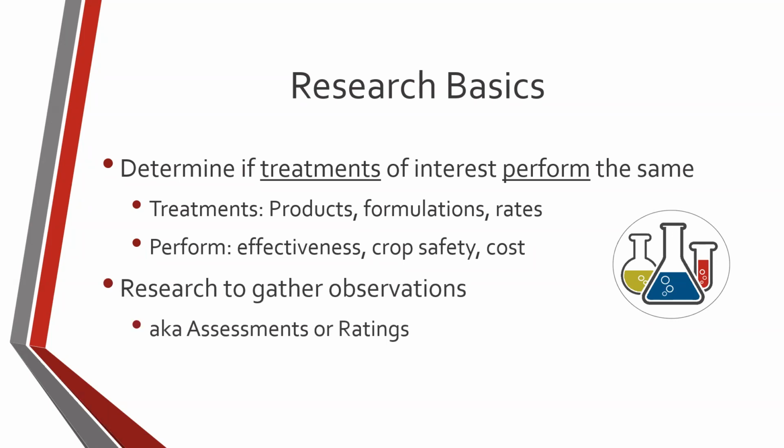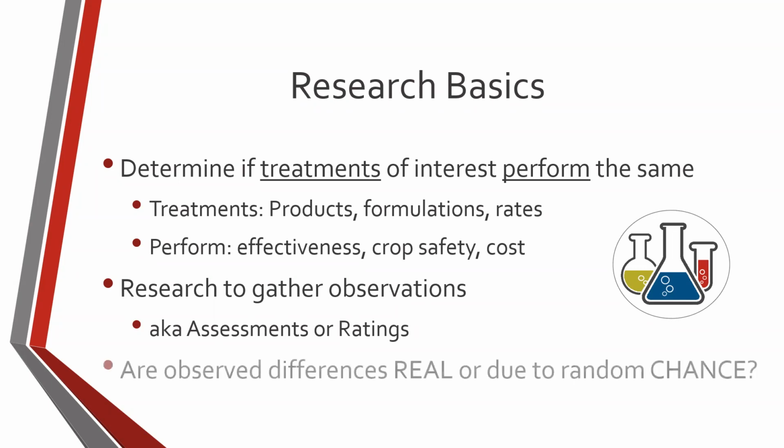Research trials are then performed to obtain observations of that treatment performance. In the ARM world, at least, we usually call them assessments or ratings. But the question is, are the observed differences due to the treatments or just due to random chance? And that's where statistics comes in, namely the analysis of variance we'll be talking about today.